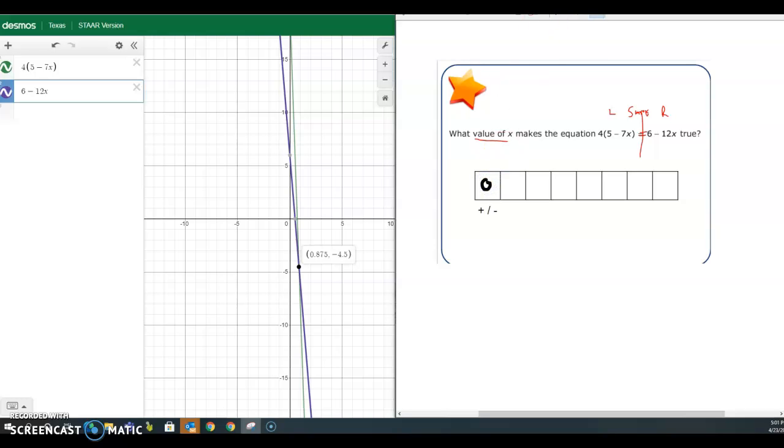So, oh, I'm already messing up. That first box, you're going to tell me if it's positive or negative. It's positive, so it's going to be a plus. And then you're going to say 0.875. That's how you solve number 4 and number 10. Just figure out when these two lines are the same or find the point where they cross.